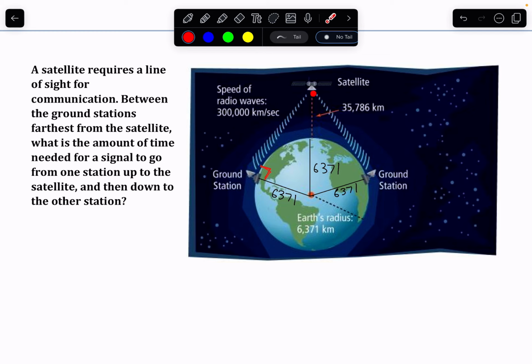First, we should find the length of the hypotenuse because it gives us the radius of the Earth and the distance of the satellite above the Earth. So that's going to be 35,786 plus 6,371. That gives us a hypotenuse of 42,157. So that's our long side of our triangle.